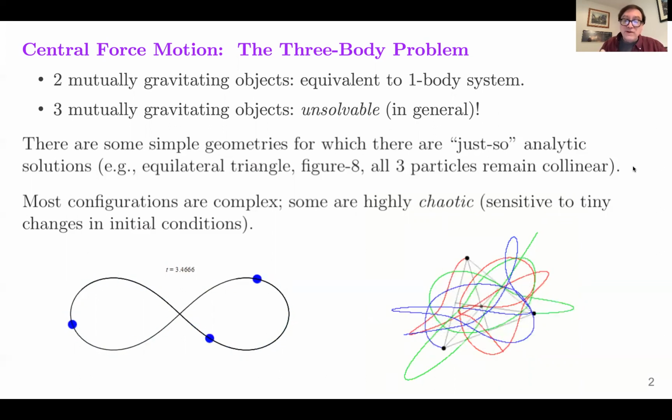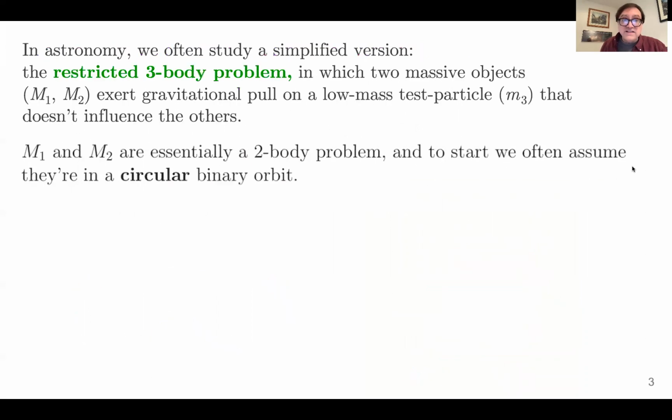So the way we will tackle it in this class is to simplify it in terms of something we call the restricted three-body problem. We're going to think of a hierarchy of masses. The first two objects are massive. They exert a gravitational force. The third body has a very, very low mass. It's just considered to be a test particle that doesn't exert a gravitational force back on the other two.